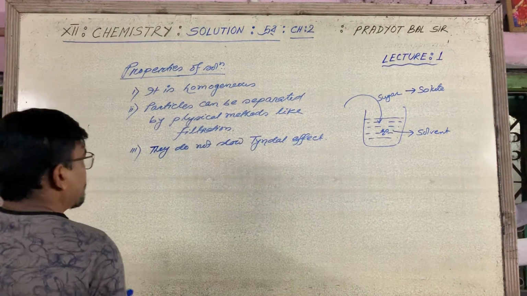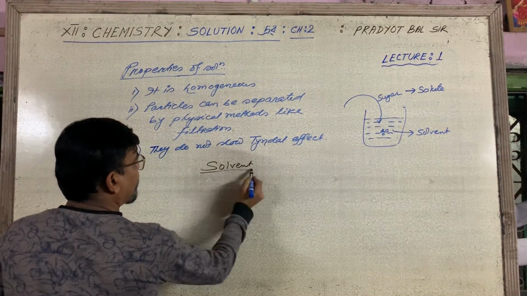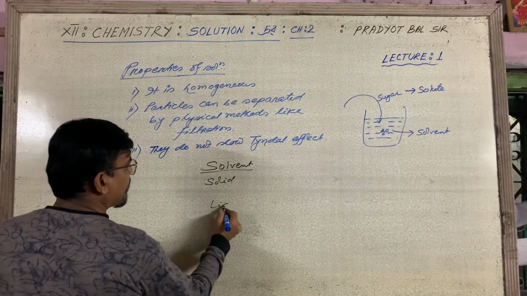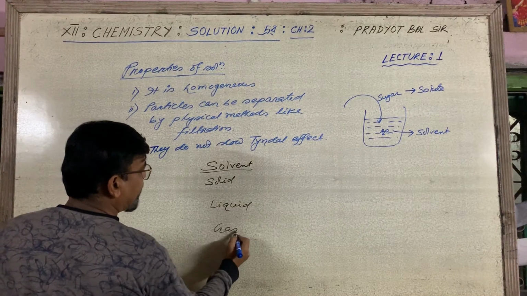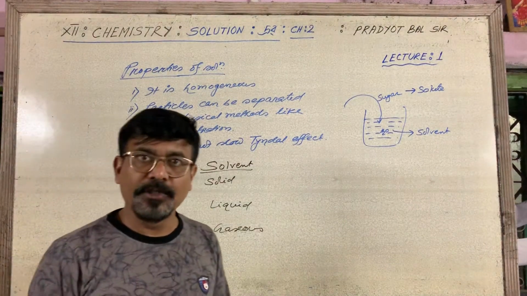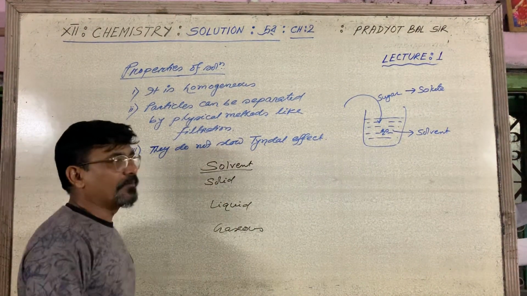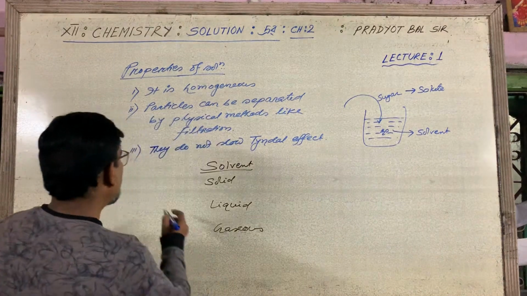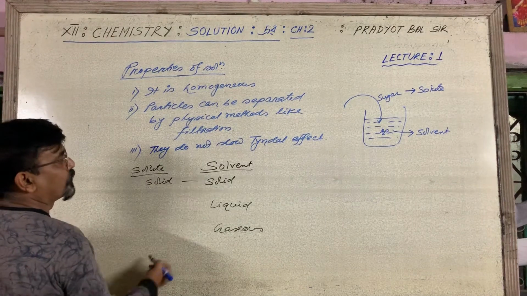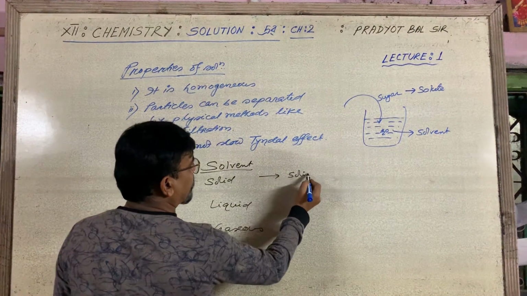Now regarding solution, you must know one thing. Depending on the solvent, it is classified as solid solution, liquid solution, gaseous solution. I am not going to discuss this topic because there is a chart in your textbook. You will follow nicely. Just remember one thing: depending on the solvent, the name of the solution will be like that. For example, the solute may be solid and the solvent is solid. Now, this mixture will lead to a solution that will be known as solid solution.